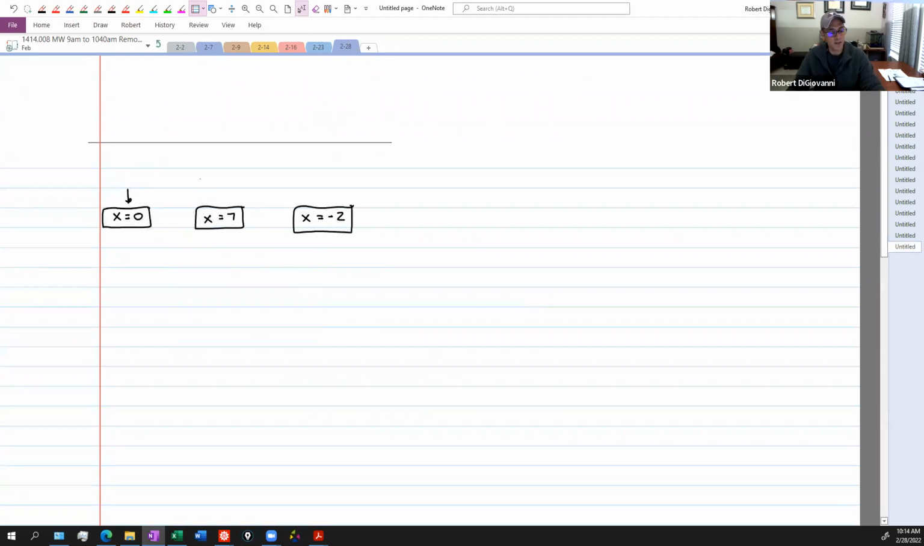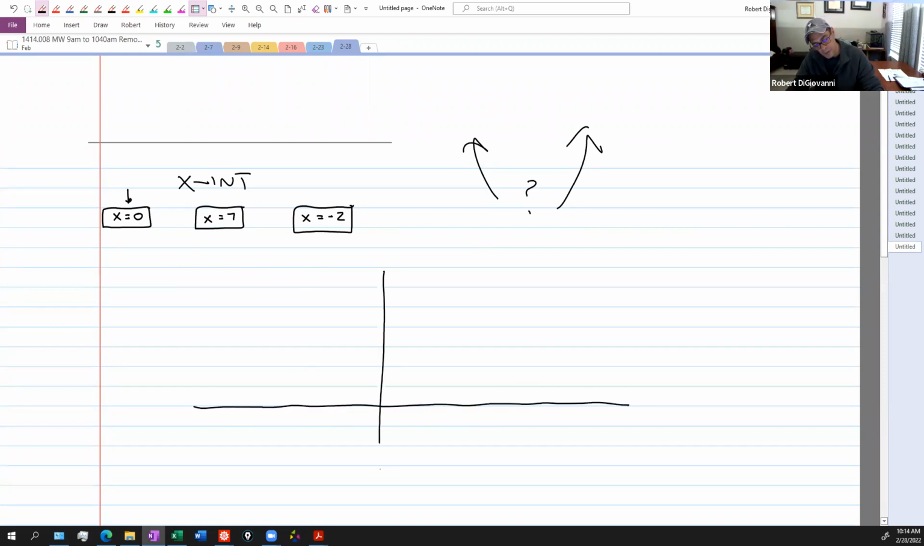We have these x-intercepts, right? And we know the left side goes up and the right side goes up, and in the middle, we don't know what happens, right? That's where we are. So if we were to try and graph this right now, here's what we'd have. We know that at 0, we have an x-intercept. We know that at 7, we have an x-intercept. And we know that at -2, we have an x-intercept. Agreed?